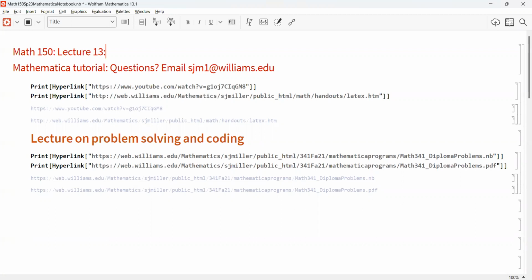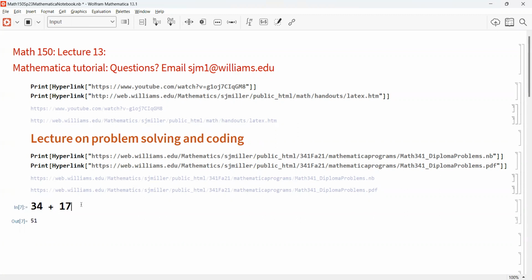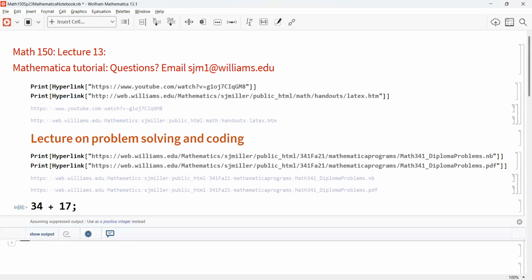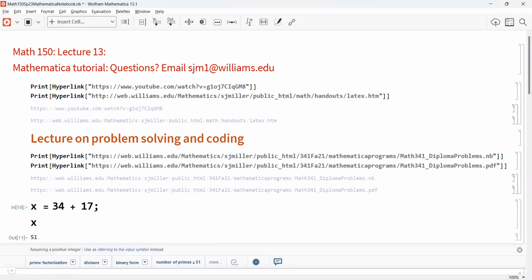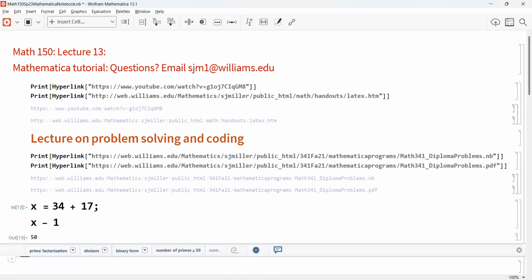All right, so let's start off by doing some simple things. If I want to add some things in Mathematica, 34 plus 17, I just put them in, do shift enter and it adds them. Okay, what a shock. If I put a semicolon after it, it adds it, but it doesn't output the result. I can let x equal this, and now x is going to have that value. And so if I print x now, it will tell me what x is. If I print x minus 1, it will tell me that x minus 1 is 50, and it hasn't changed the value of x. Most functions are going to behave exactly as you would expect.